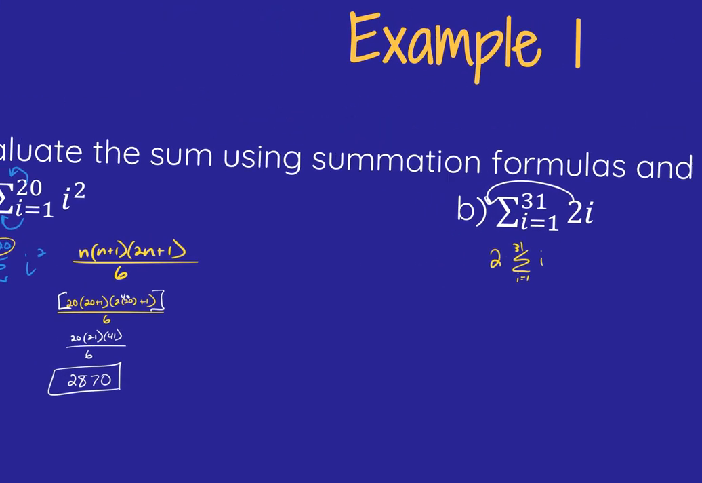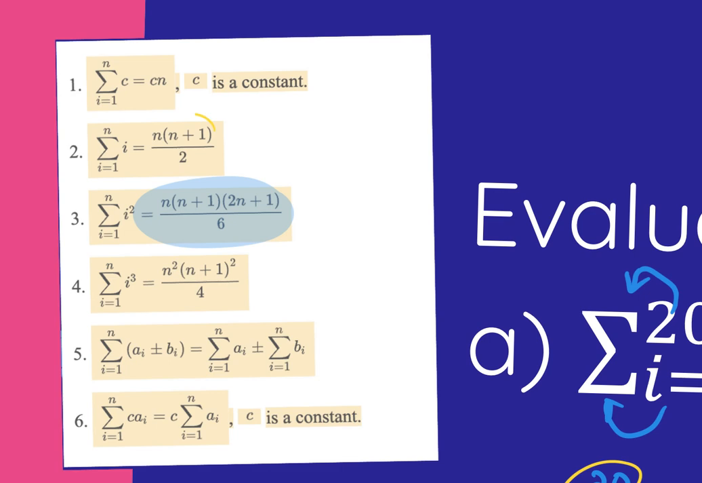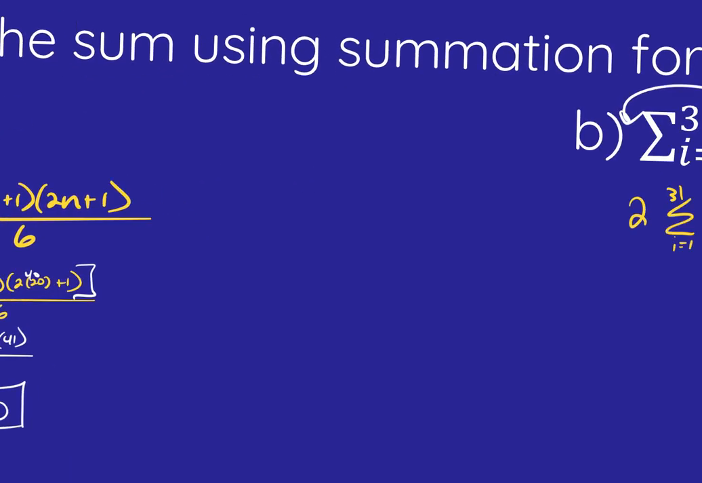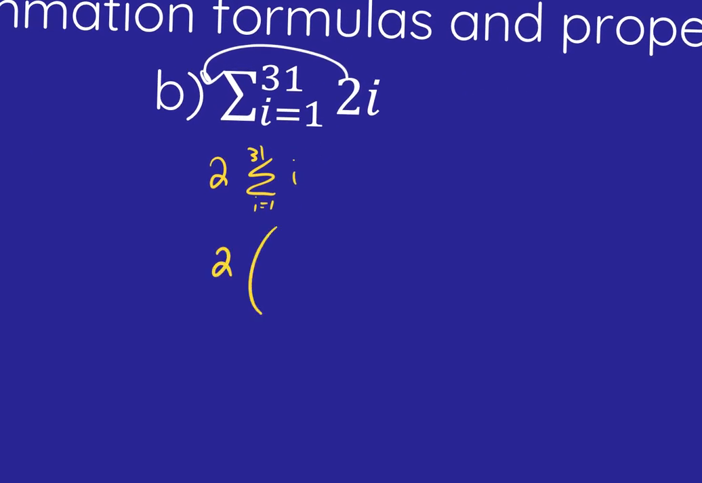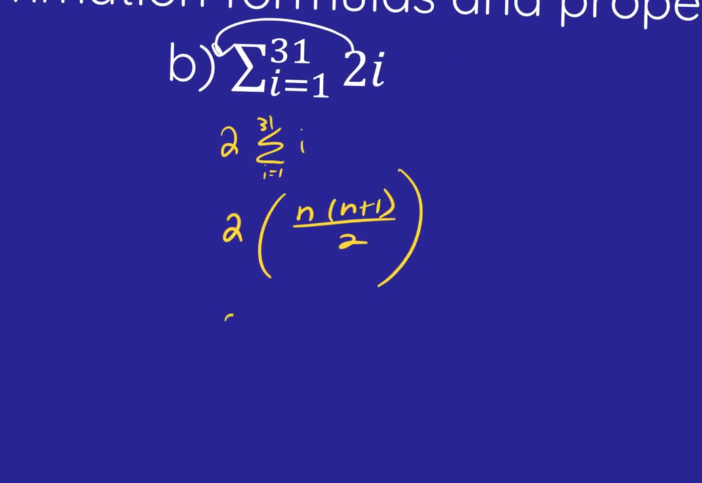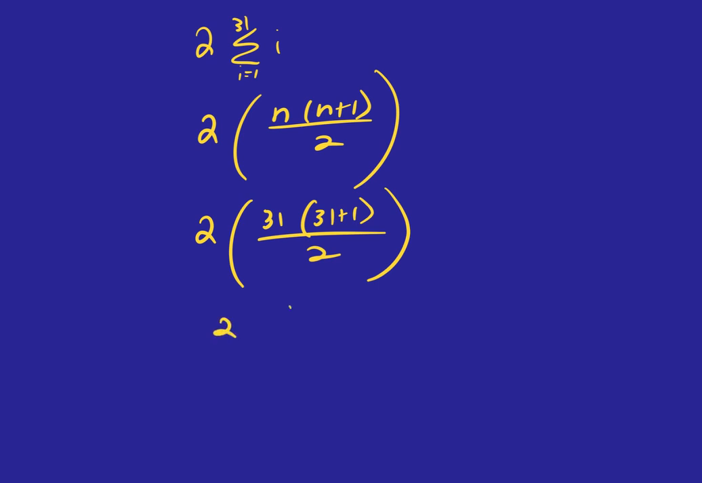And if you go back to your formulas, i by itself would just be a variable by itself. That's your n times n plus 1 all over 2. What's n this time? 31. So this is 31 times 31 plus 1 over 2, or 2 times 31 times 32 over 2.